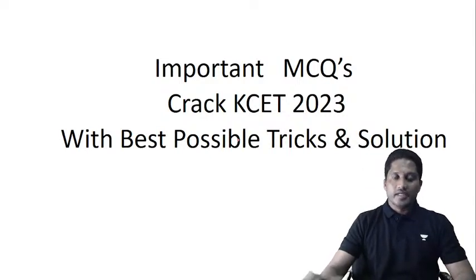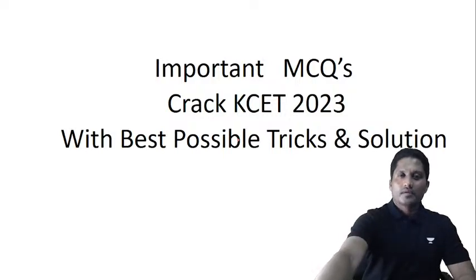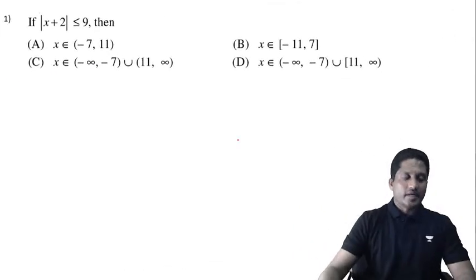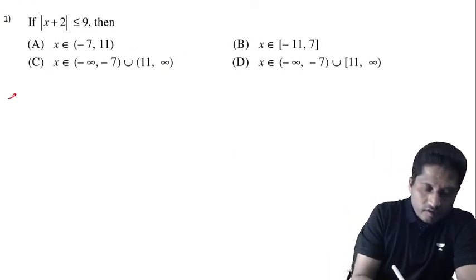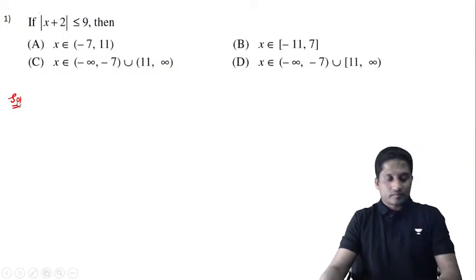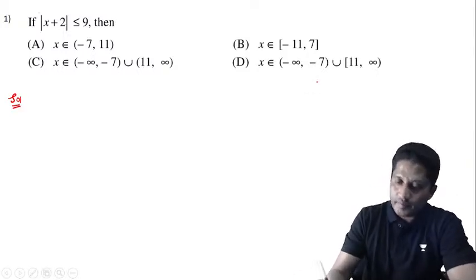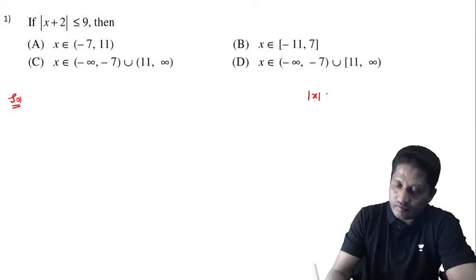Myself Sharif. In this particular video, we will discuss the most expected MCQs of 2023 of KCET and Comet K. Right, question number 1. It's a question on linear inequalities. We will use the mod properties whenever mod x is less than or equal to a.